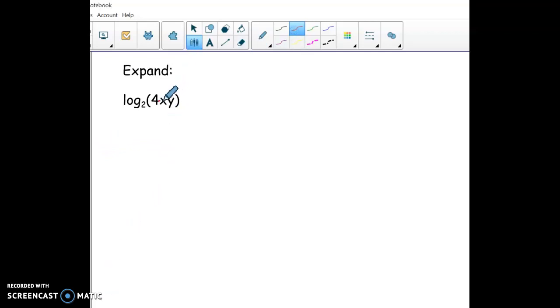Right, so this is another multiply situation. It's a base 2 this time. But we have three parts multiplied together, 4, x, and y. So I'm going to write it as 3 logs added together. They're all going to be base 2 logs. Keep that the same. And I just take these 3 parts and write them as 3 separate logs. Since they're multiplied together in this log, you can expand them out as being added together. And that would be your answer.